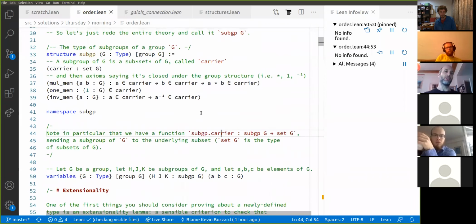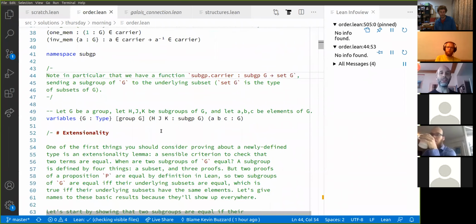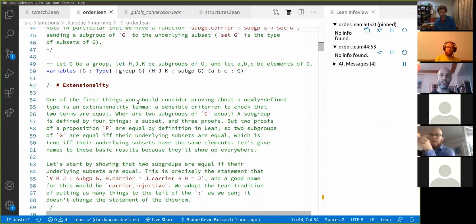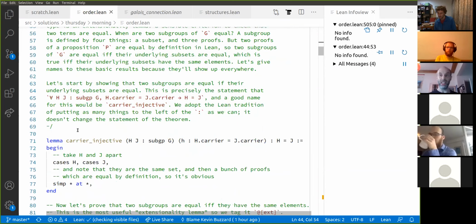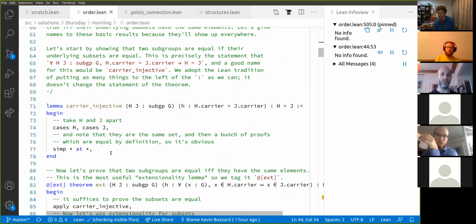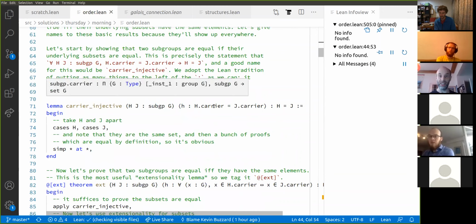So when you make a new structure, one of the first things you tend to prove about it, in fact, often the first thing you tend to prove about it, is an extensionality lemma for that structure. So what does that mean in this case? The idea is, given 2 subgroups of G, we need to figure out a nice way of figuring out that they're equal. So here's our first lemma, and I've proved it for you because it's sort of messy and fiddly, but not difficult. Our first lemma is that if H and J are subgroups of G, and they have the same carrier, i.e. the same subset, then they're the same subgroup.